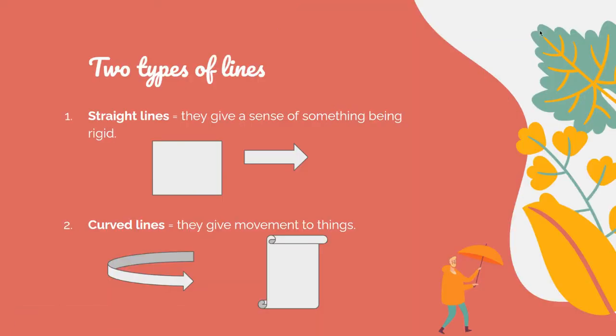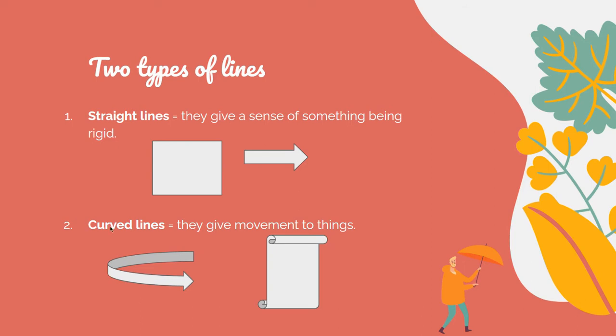For today, I'm just going to review these two types of lines that we see almost every single day. So we see straight lines, and they give a sense of something being rigid, like a square. Or, for example, if you look at this arrow, you have straight lines everywhere. Rigid means rígido, right? So when you see something that has straight lines, it gives a sense that it's rigid. Es rígido, duro, recto.